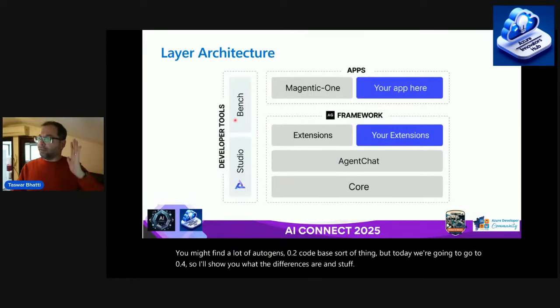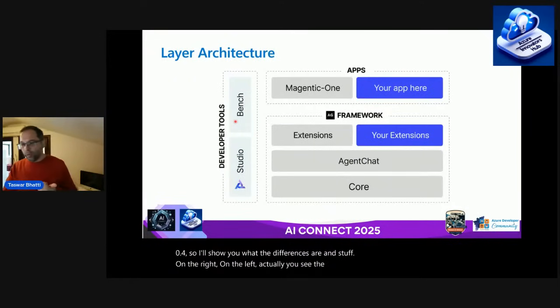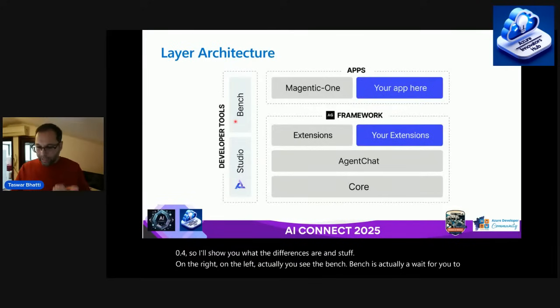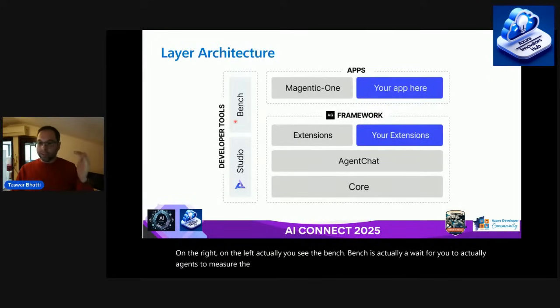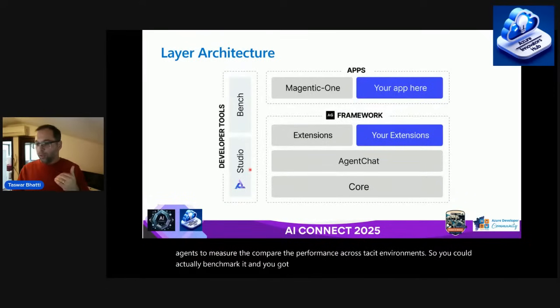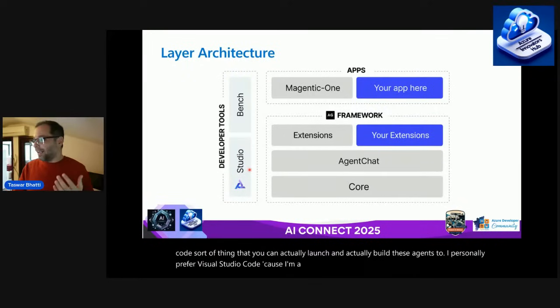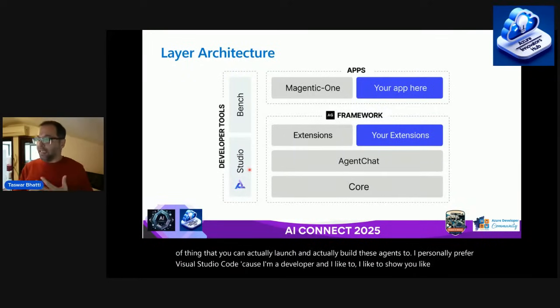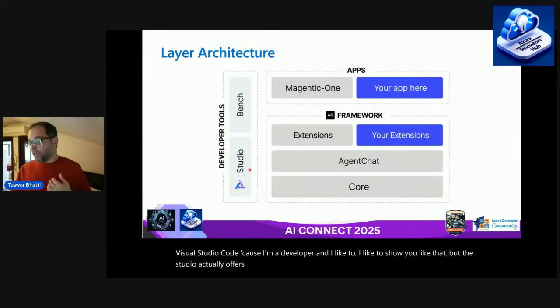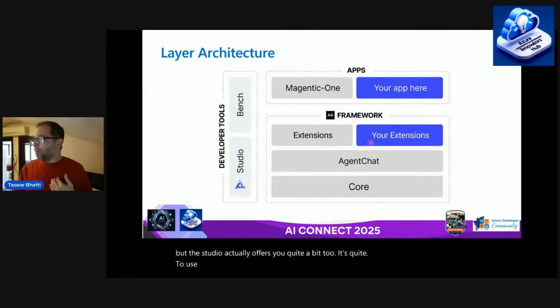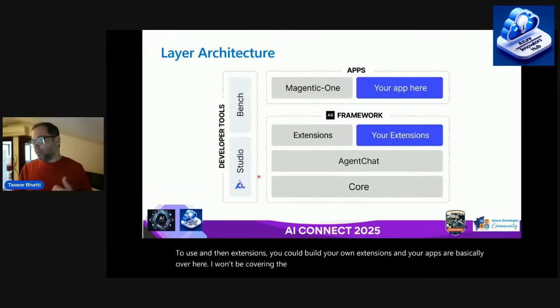On the left, you see the Bench. Bench is a way for you to compare the performance of agents across tasks and environments, so you could actually benchmark it. And you've got AutoGen Studio, which is a low-code, no-code tool that you can launch to build these agents too. I personally prefer Visual Studio Code because I'm a developer, and I like to show it like that. But the Studio offers quite a bit too, and it's quite easy to use. And then extensions: you could build your own extensions, and your apps are basically over here. I won't be covering the agentic one today. Maybe in the future I'll cover it too.